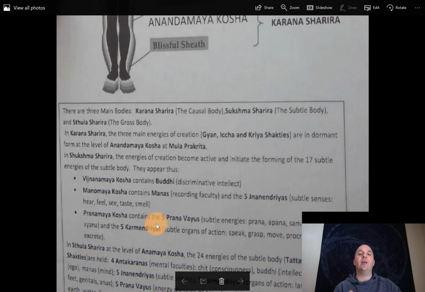So I thought this was kind of an interesting thing to dive a little bit deeper into. That karma is housed in the causal body, and then it comes into manifestation through the subtle body and the gross body.